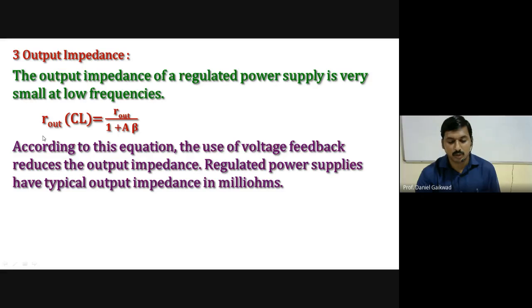The formula is directly given in your textbook. According to this equation, the use of voltage feedback reduces the output impedance. Regulated power supplies have typical output impedance in milliohm, which is a very small impedance, and this can be done using the voltage feedback technique. Here A is the gain of the amplifier, and beta is called the feedback factor. We learned this in the concept of amplifiers in standard 11th, where the gain of the amplifier is denoted by capital A and beta is the feedback factor, as in oscillators using transistor circuits. So this is the formula for the output impedance.